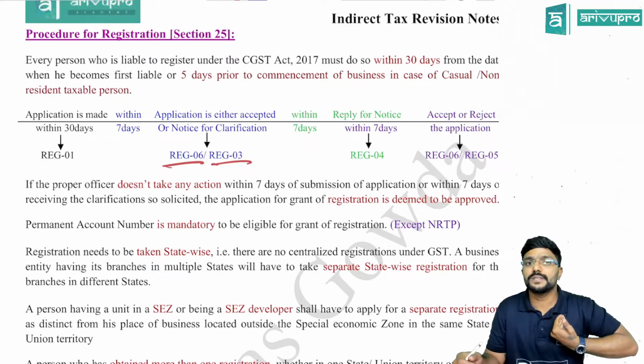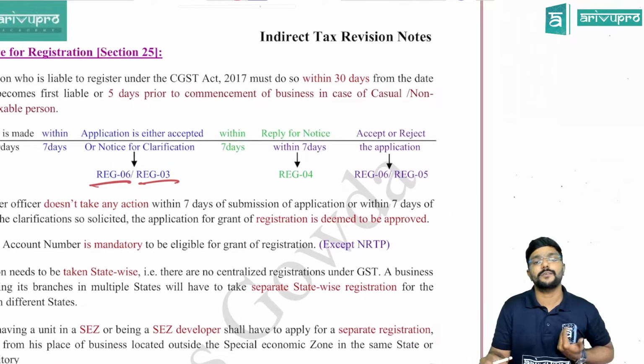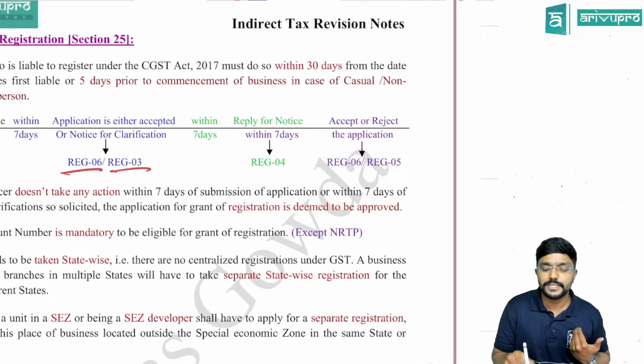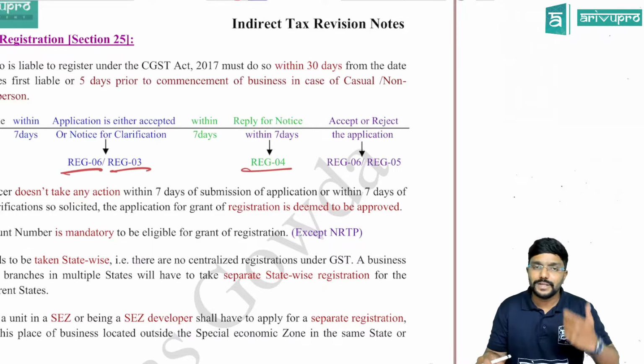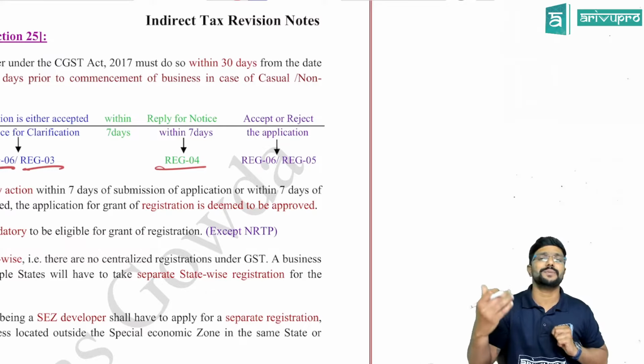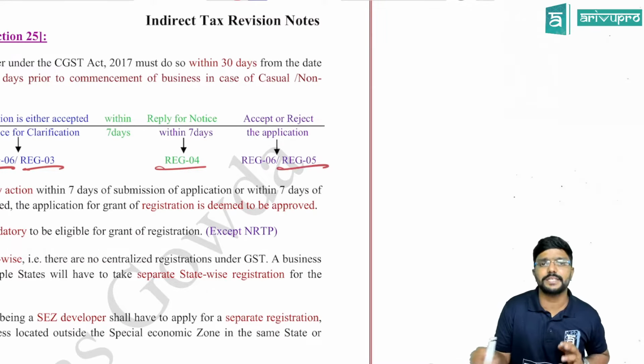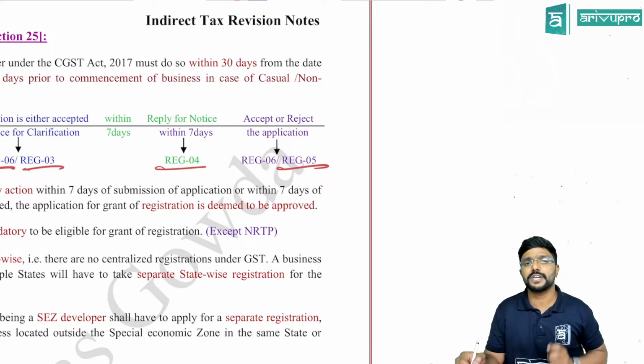Once the show-cause notice is issued by the proper officer to the applicant, he has to reply to it within 7 days. And in what form? REG 4. And once the reply is given within 7 days, the proper officer will again have 2 options. Either accept the application or reject the application. If he is rejecting the application, he will reject it in REG 5. And if he is granting the registration, he will grant the registration certificate in REG 6.